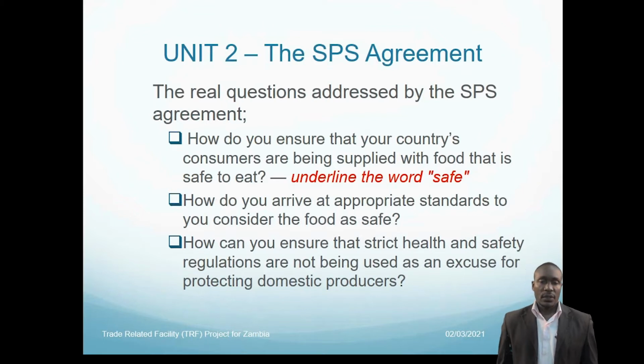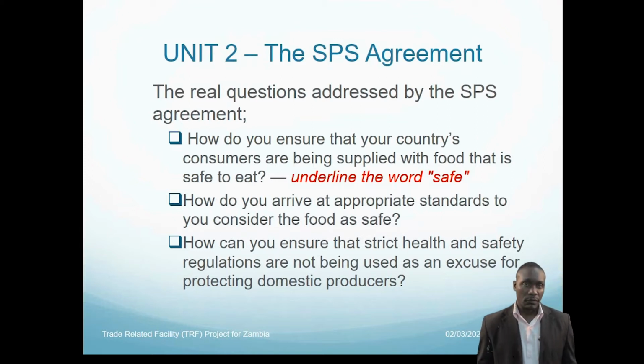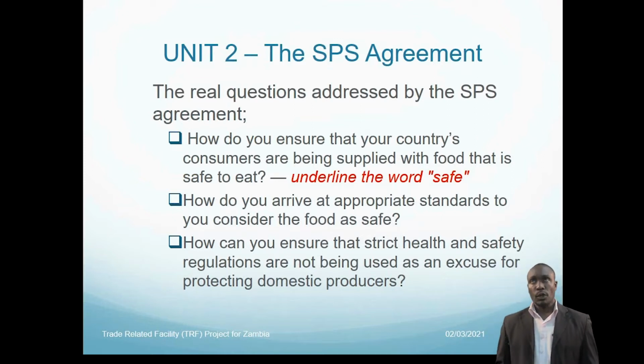How do you ensure that your consumers in the country are being supplied with food that is safe to eat? We understand the word safe in that case. So maybe you have a criteria that you'll be using against which you say, okay, now this food is safe to eat. But how do you arrive at that criteria, the standards? How do you set up to say this is the level that we are looking at, and when you reach this level, then you have supplied us with safe food? Okay. Now the third question comes in.